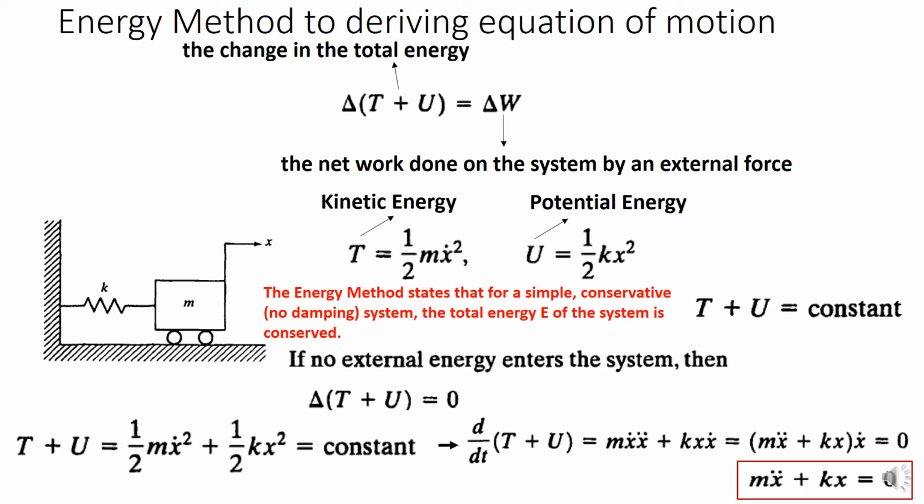by the energy method. We already introduced the Newton's second law method. And the energy method is the other kind of method. For a complex system, sometimes the energy method will be much easier to derive the governing equation for some very complicated system. So the main idea is the change in the total energy should be equal to the net work done on the system by the external force.